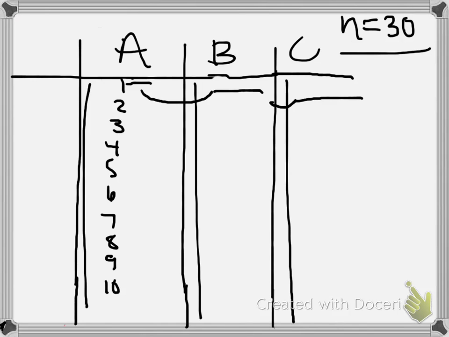So by having the 30 rats divided up evenly amongst the three treatments, then you don't have to worry about any type of effects making an impact on each separate treatment.